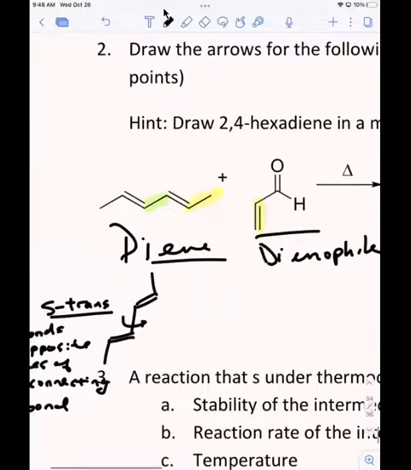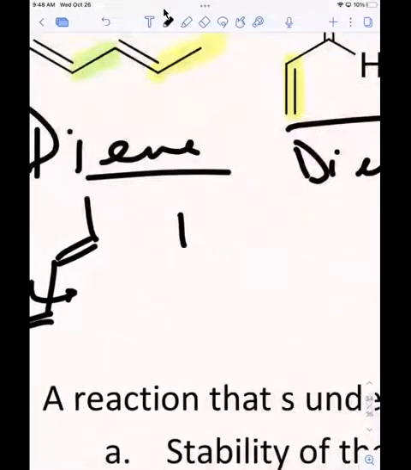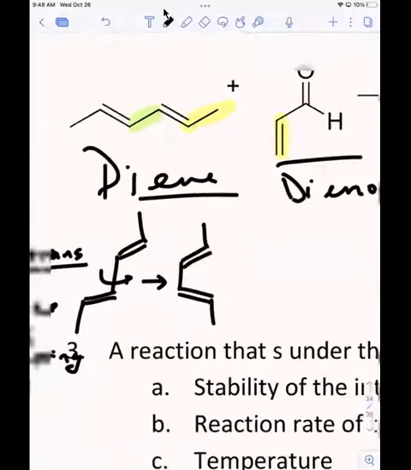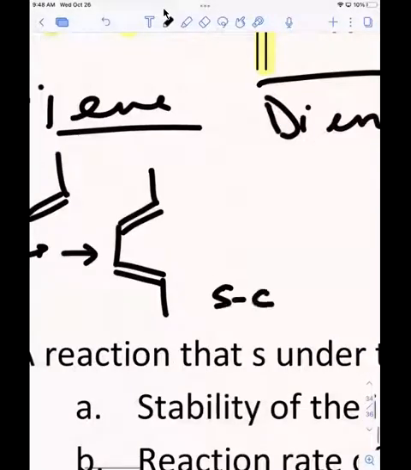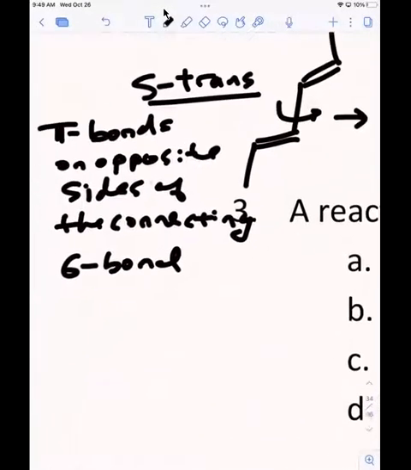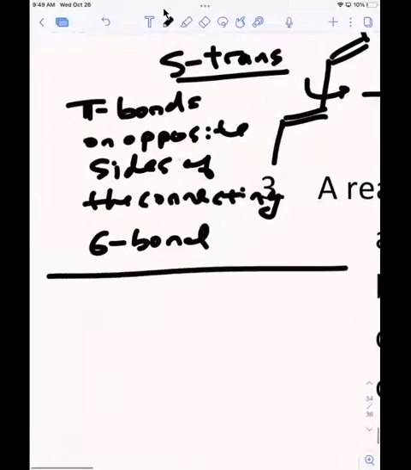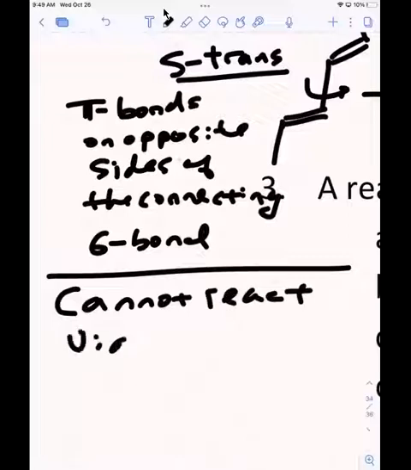In order for this thing to react, it needs to be what we call S-cis. Like that. And all I'm doing is rotating around that sigma bond that's connecting those two pi bonds. So this is S-cis. If it's S-cis, then the orbital overlap that's needed can happen. If it's S-trans, it cannot. You can't react through S-trans.